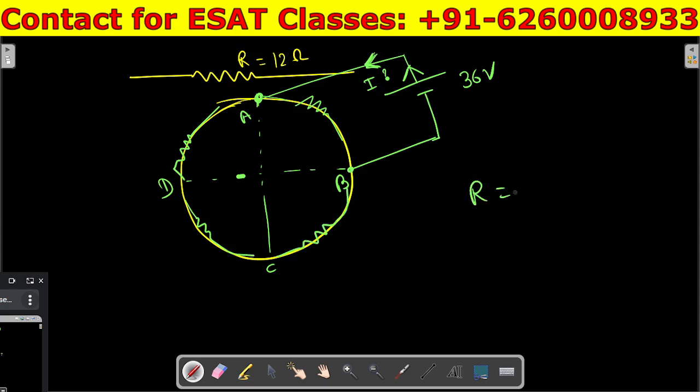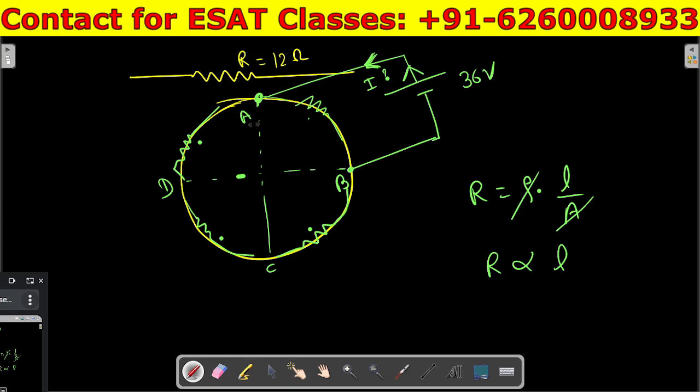See, R equals rho L by A. You know this. If I bend this wire, rho doesn't change, and the cross-sectional area has not changed. If you bend the wire, A doesn't change, so your R is proportional to L. So if you have bent it into a circle, we are considering these 4 quarters. Are you getting my point? This is the first quarter, second quarter, third quarter, fourth quarter. It means the length is uniformly divided into 4 equal parts.